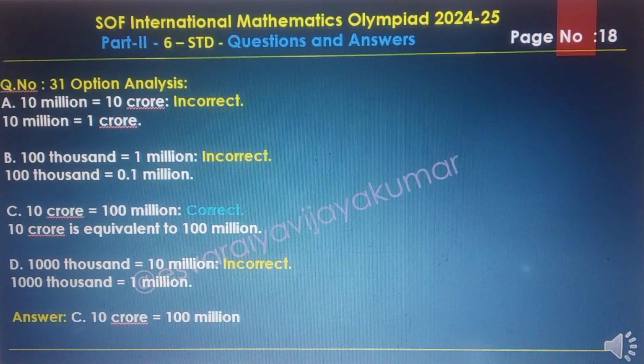Here in the option analysis: first, A, 10 million equals 10 crore, is incorrect; 10 million equals 1 crore. B, 100,000 equals 1 million, is also incorrect; 100,000 equals 0.1 million. C, 10 crore equals 100 million, is correct. I marked it in blue, that is the answer. D, 1000 thousands equals 10 million, is also incorrect; 1000 thousands equals 1 million. So the final answer is C, 10 crore equals 100 million.